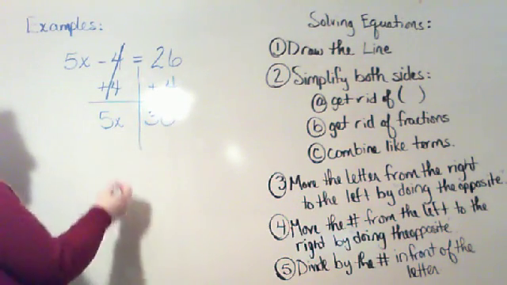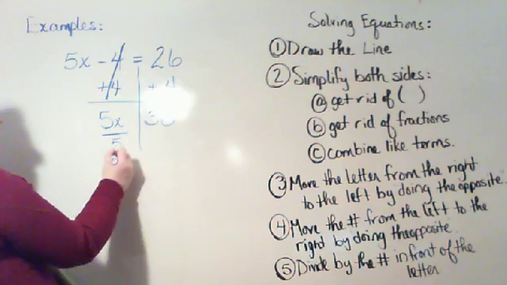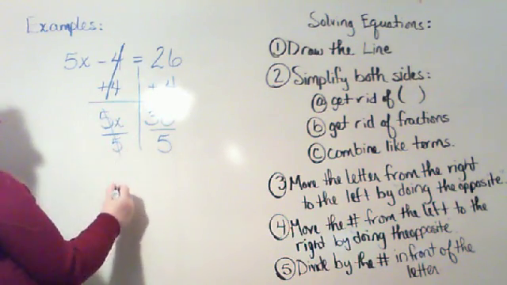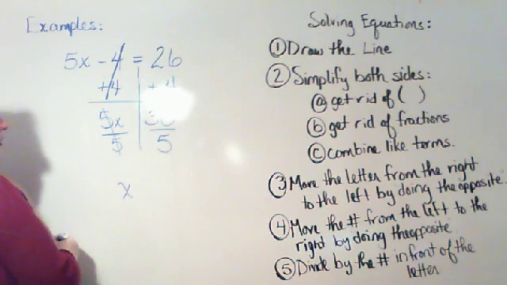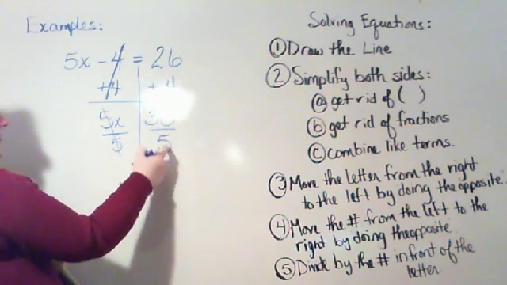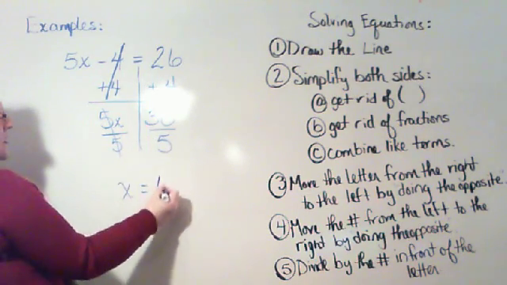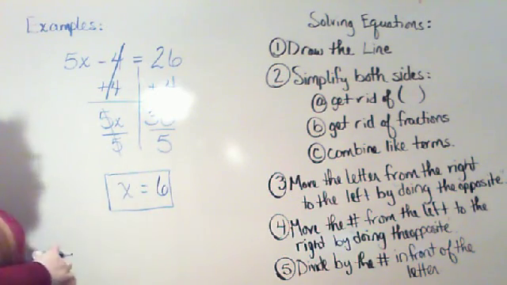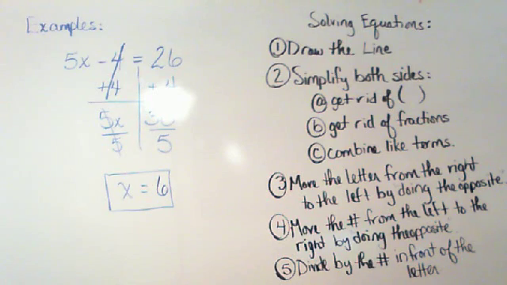And then I divide by the number in front of the letter. 5 goes into 5 one time, so that leaves me with 1x. And 5 goes into 30 6 times. So x is equal to 6. I hope you got that.